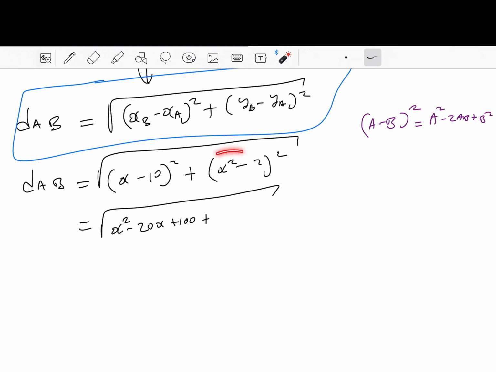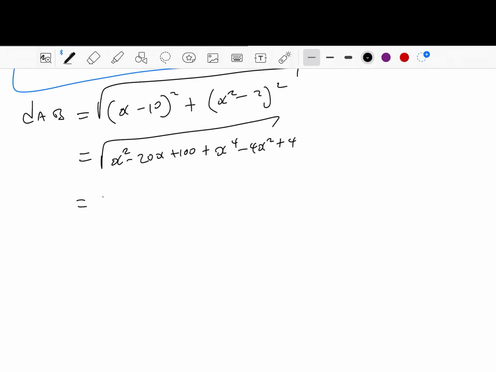And then you do the same thing here. Square the first term will be x power 4, twice the product will be 4x squared, and square the last term will be 4. Right, and then from here we need to group the like terms. It's nice to have the order from highest to lowest, so we have x power 4 plus x squared minus 4x squared, those are the like terms. And you have negative 20x and plus 100 plus 4, those are also like terms.